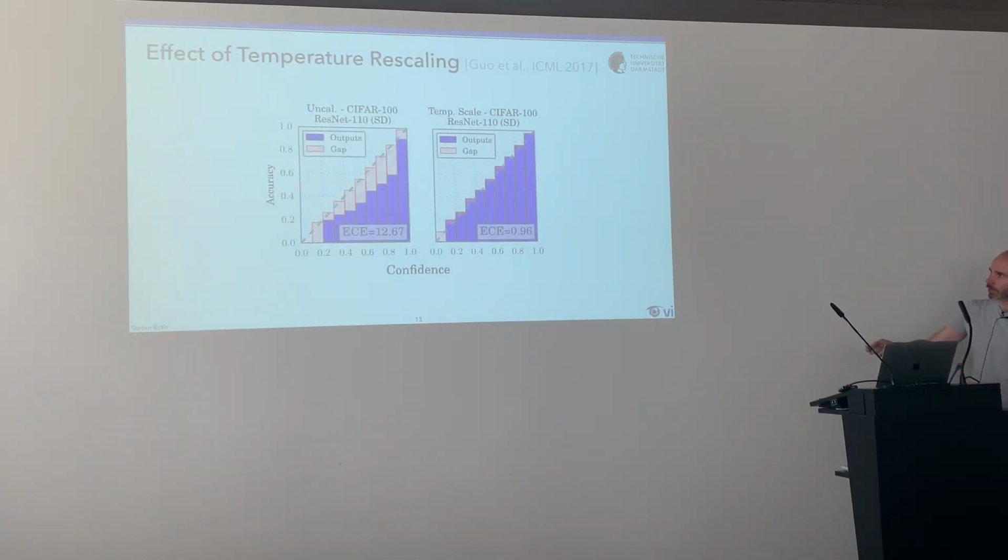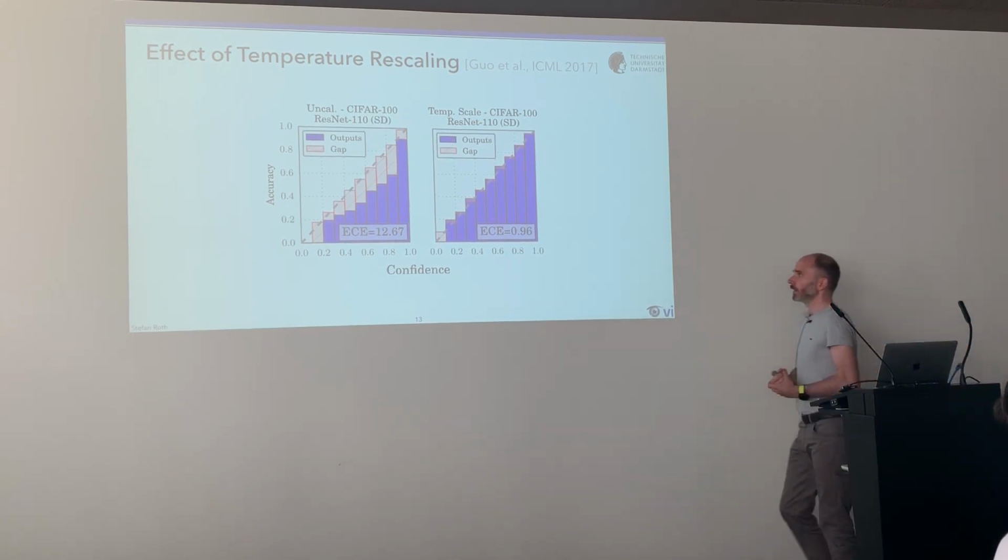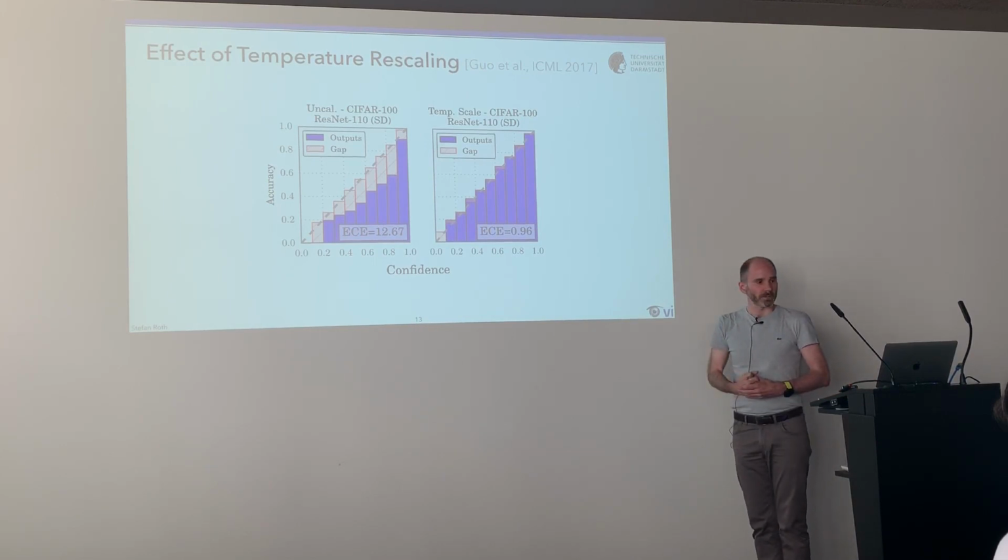So here is again the previous result, the same ResNet that we saw before, where the confidences were significantly biased towards 1 and below the diagonal. Whereas if you apply the temperature scaling, you get very close to the diagonal. So the confidences for the respective types of data are very closely aligned to the accuracy that you would achieve on them.